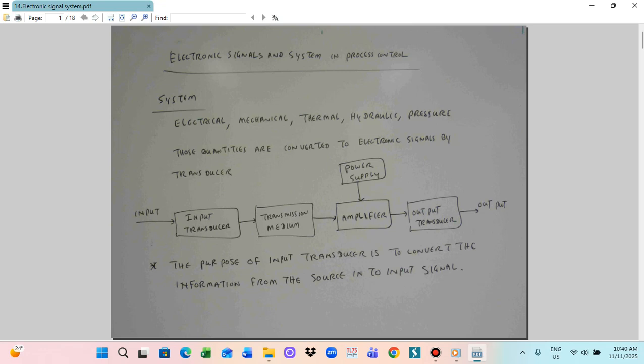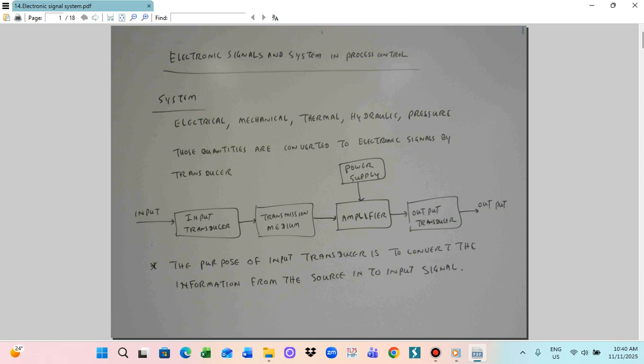This is the input transducer system. The input transducer functions to convert the information from the source to an input signal. The information can be mechanical, thermal, or hydraulic, and the input transducer converts it from the source to the electrical signal. Then the transmission media, where there will be the data communication network, and we amplify those signals by the amplifier for the system.